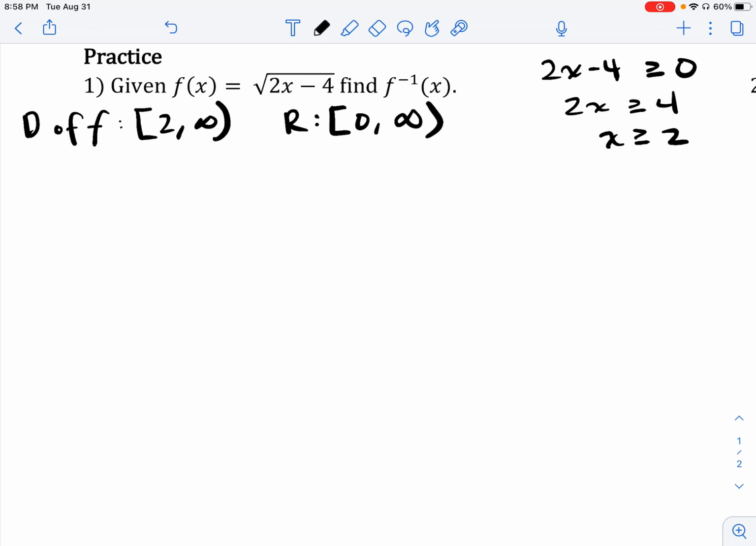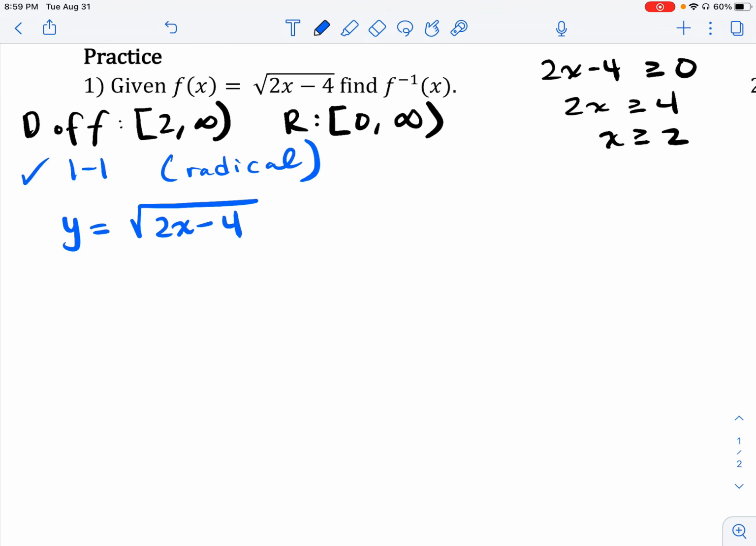All right, so now that we've done that, we're ready to write the inverse function. So first thing we're going to do, we're going to check to see, is my function 1 to 1? Well, f of x is a radical function, so this is a 1 to 1 function. This works because we have a radical function. It is going to pass the horizontal line test. So I'm now going to write y is equal to the square root of 2x minus 4. And then I'm going to now switch the x and the y. So x is equal to root 2y minus 4.